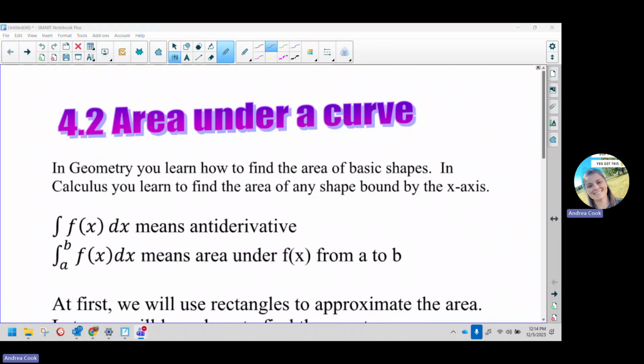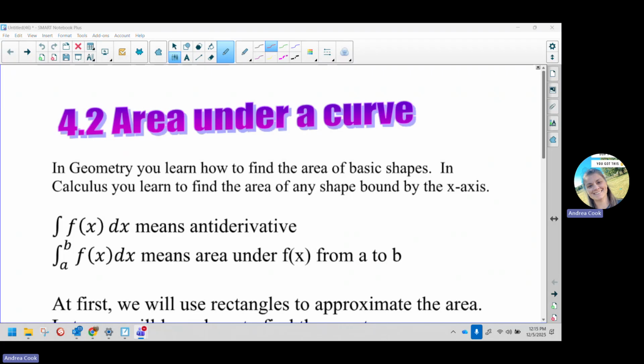Today, we're going to learn a little more information about an antiderivative, okay? So in your other previous math courses, you have learned how to find the area of a shape that is bound, like a square or a circle or a triangle. You know how to calculate the area of those shapes.